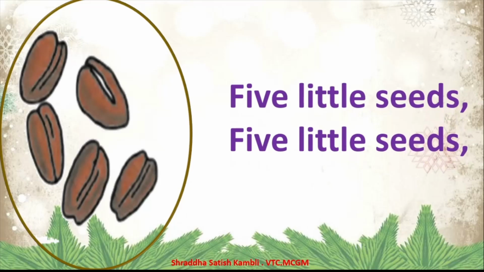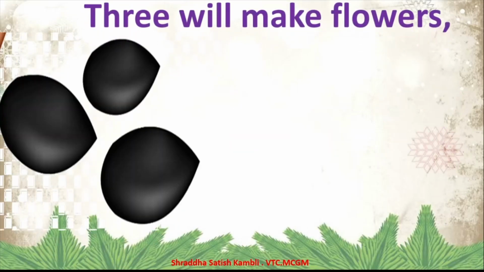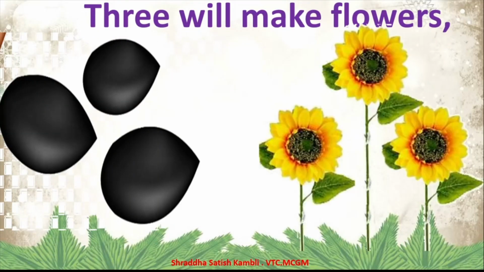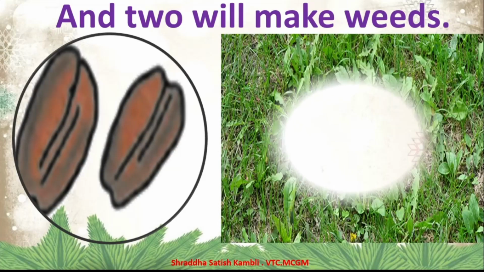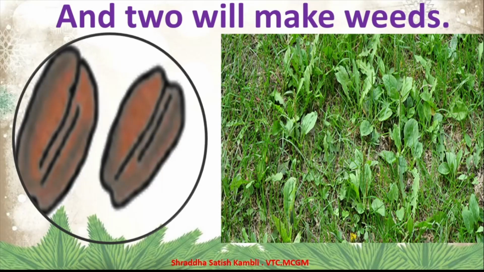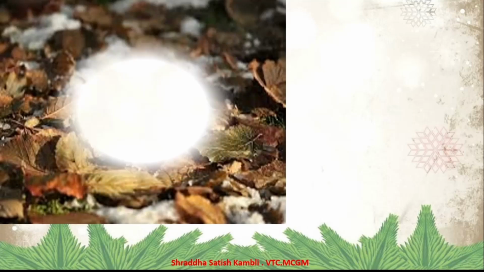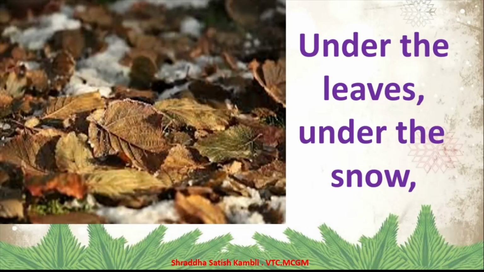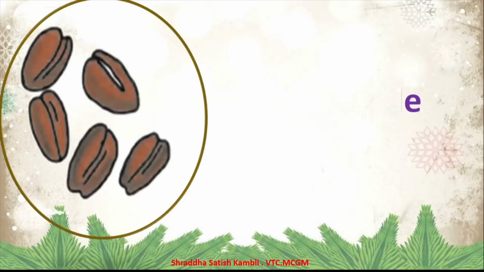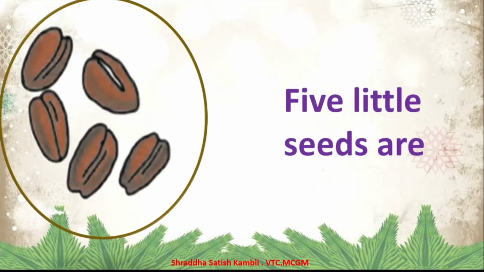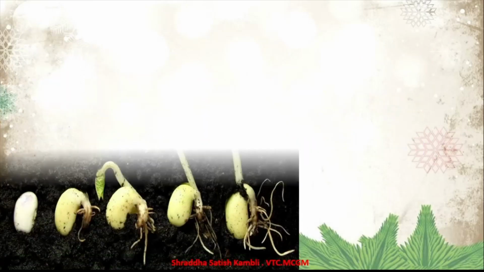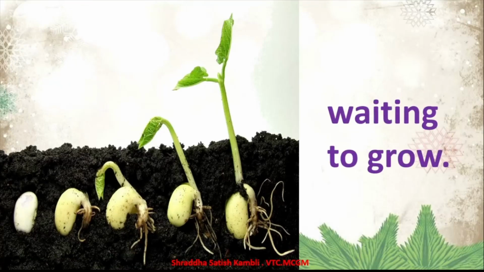Yes, here we are. 5 little seeds, 5 little seeds. 3 will make flowers and 2 will make weeds. Under the leaves, under the snow, 5 little seeds are waiting to grow.